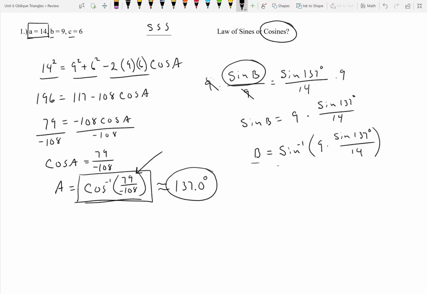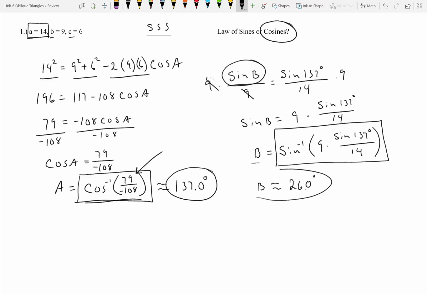Now that I have B isolated, I'm going to put this entire expression here into my calculator. And I get an answer, it's actually very close to 26 degrees. I'm going to write 26.0 to indicate that I'm rounding it to the nearest tenth. So now I know angle B, I know angle A. For angle C, I'm simply going to take 180 degrees and subtract the two angles that I know. Minus 137, minus 26.